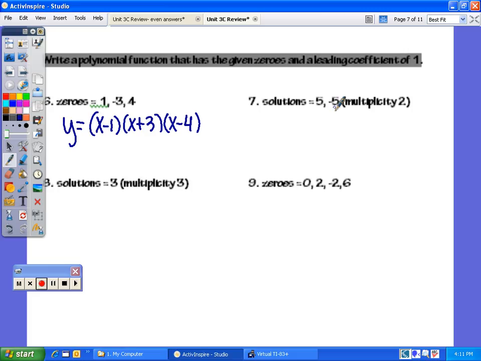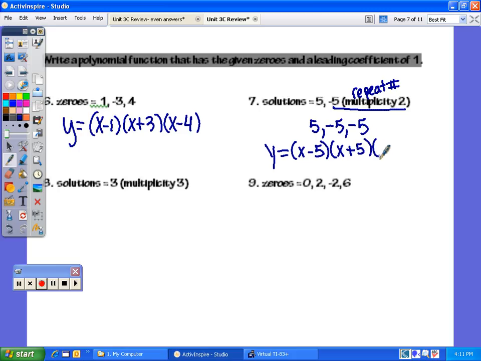Okay, multiplicity means repeat number. So that means that you're going to repeat negative 5 twice. So when you write it, opposite of 5 is negative 5. Opposite of negative 5 is positive 5. And because we wrote this twice, we can actually just write it as x plus 5 squared.